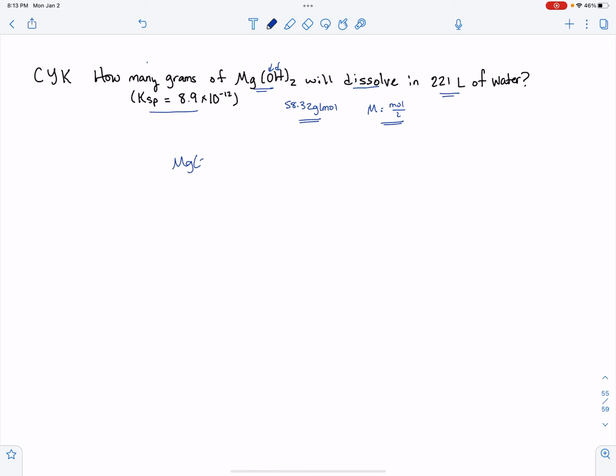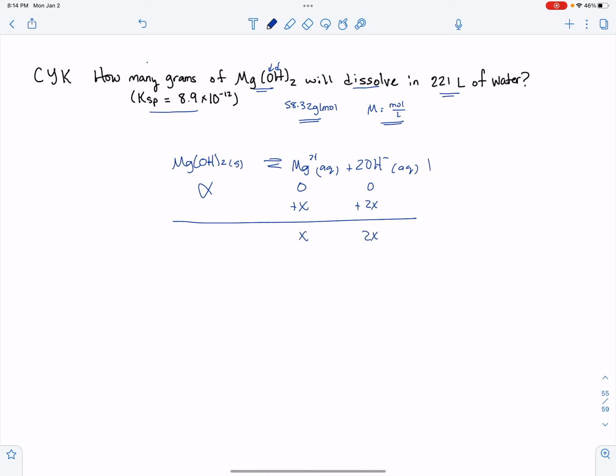So Mg(OH)2 as a solid becomes Mg2+ aqueous plus OH-, and there's two of them, aqueous. This one doesn't matter because it's a solid. I don't have any of those. I do get this and this.